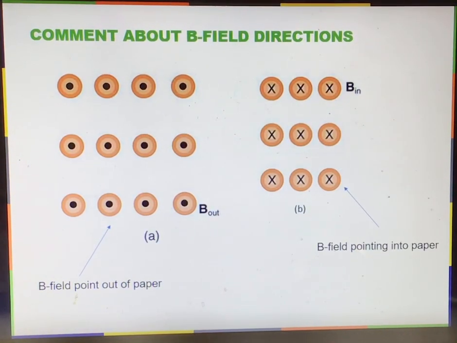Now, before we move on, I want to make a comment about the magnetic field directions. Generally, if you see a small circle with a dot, the dot simply means that the magnetic field is pointing out of the paper. Now, when you see a small circle with a cross, this means that the magnetic field is pointing into the paper. So again, this is very useful. Magnetic field pointing out of the paper is a dot. Magnetic field pointing into the paper is represented with a cross.